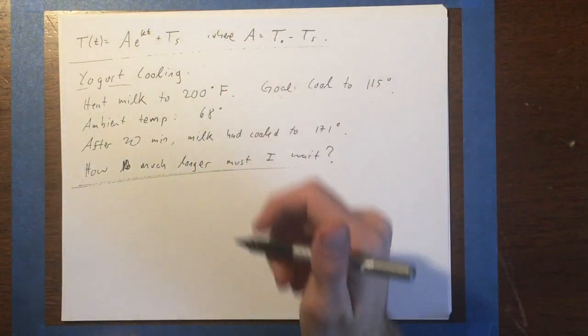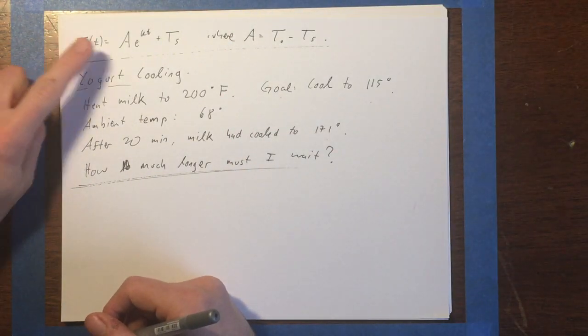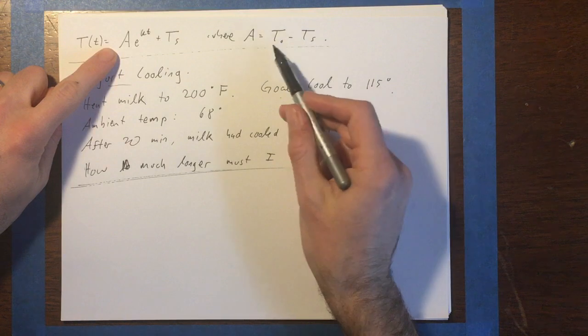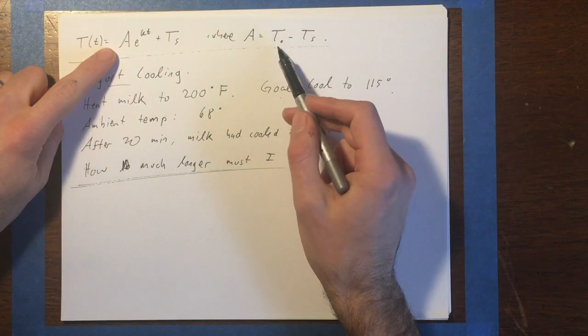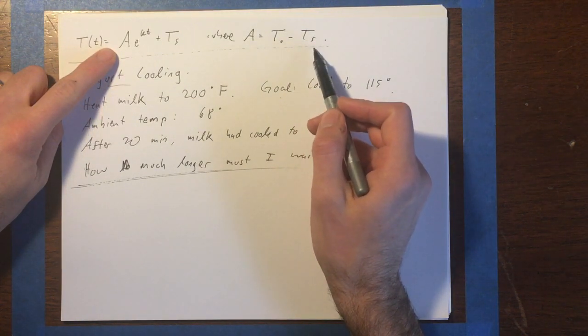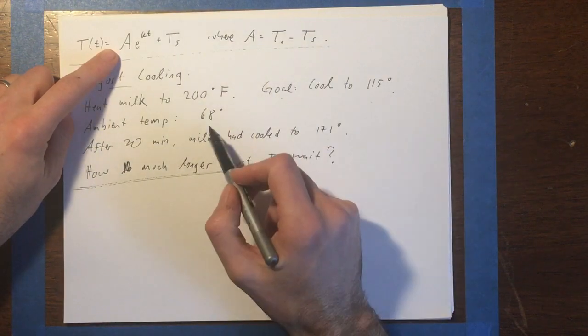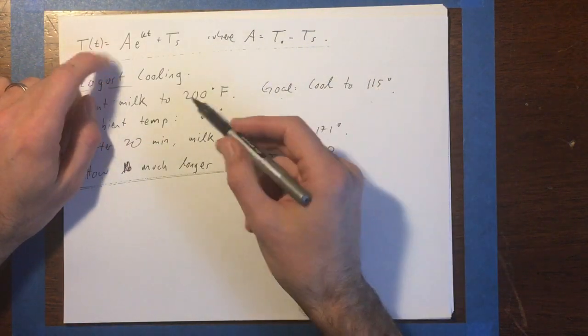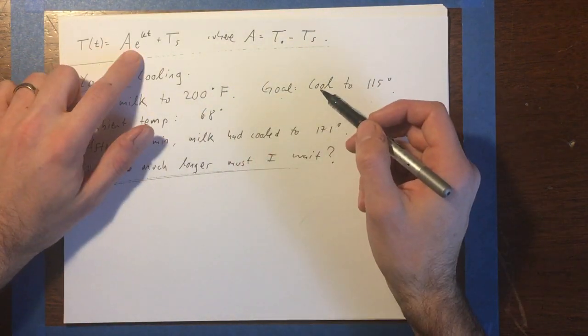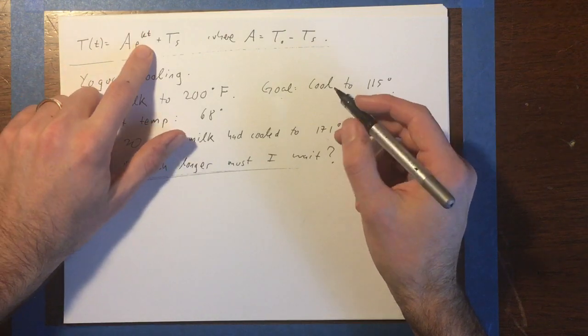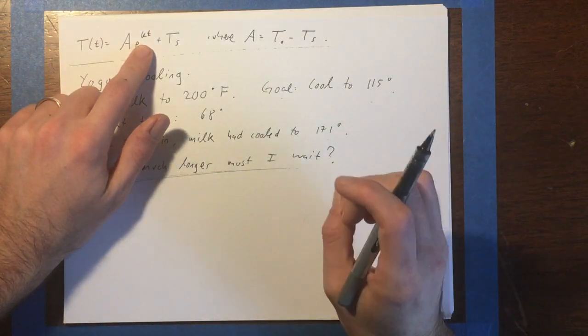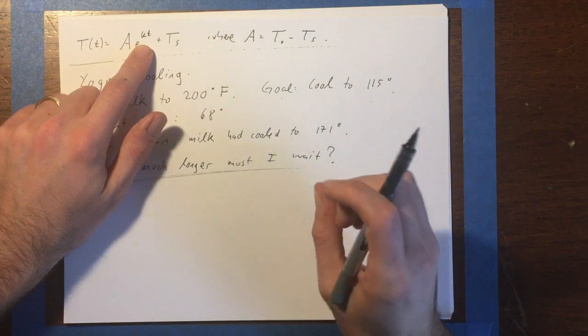First of all, we're going to use this model. T(t) = A e^(kt), where A is the initial difference in temperatures between the object, which is the milk in this case, and the surroundings, which is the 68 degrees. So that would be 200 minus 68, times e to the kt. k is going to be a negative number. That's going to be our relative decay rate for the cooling.